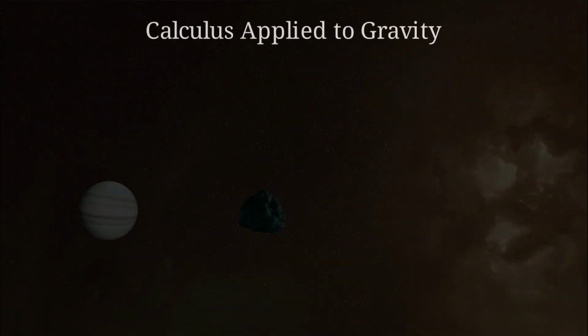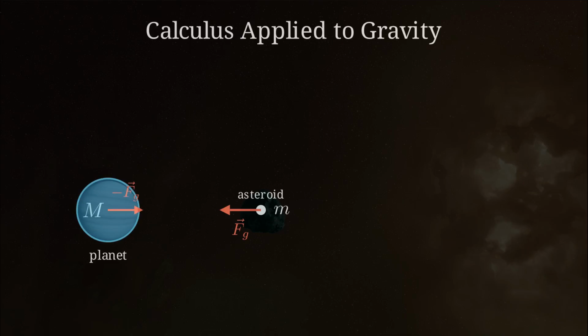Now we apply calculus to gravity. Newton's law of gravitational interaction describes the force between two masses. Strictly speaking, both objects attract each other, and both objects can move. But for this model, we choose the planet as the origin of our coordinate system. So we describe the asteroid's motion relative to the planet. The distance r is the distance from the center of the planet to the center of the asteroid.